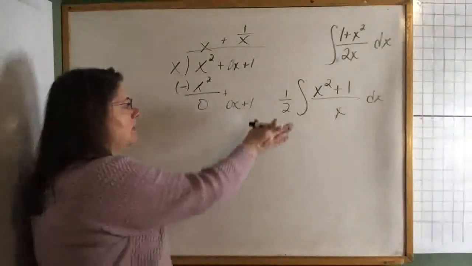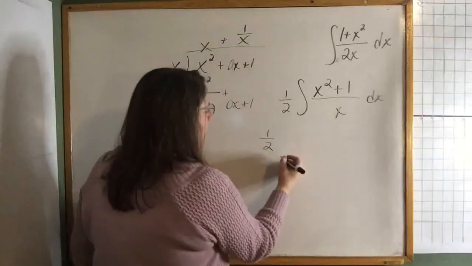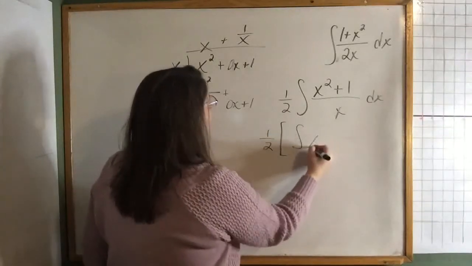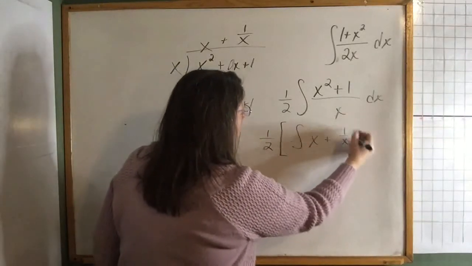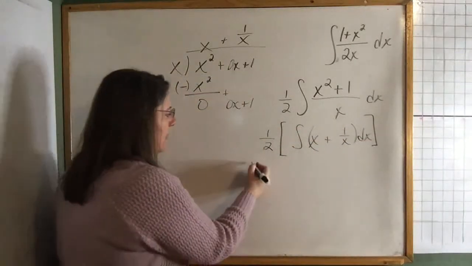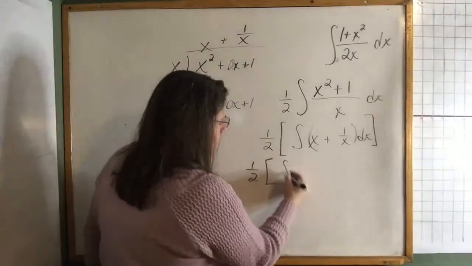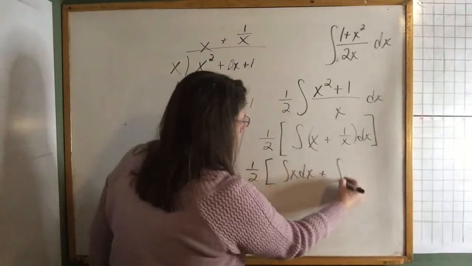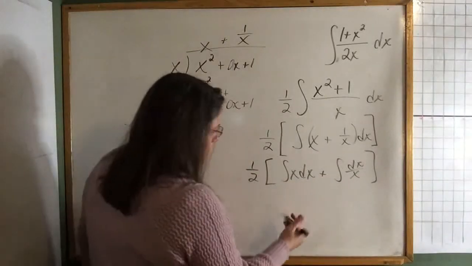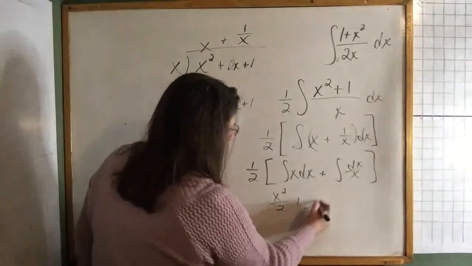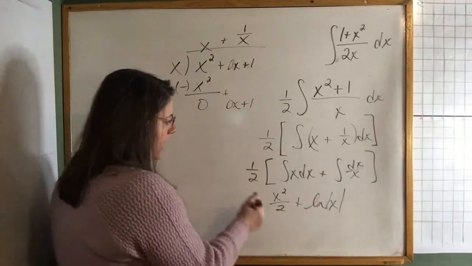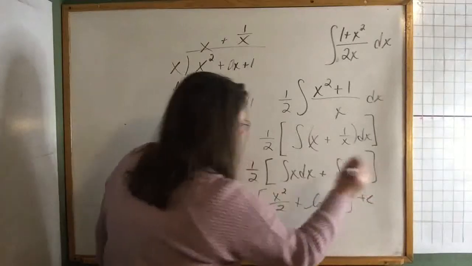So if I rewrite this, I have 1/2 on the outside, and then that 1/2 is going to be multiplied by the integral of x plus 1 over x dx. Well, that can be then separated again. I've got 1/2 on the outside, the integral of x dx, plus the integral of dx over x. When I integrate that, this would be x squared over 2. This would be the natural log of the absolute value of x. And then that whole thing is multiplied by 1/2. And we do have a plus c.